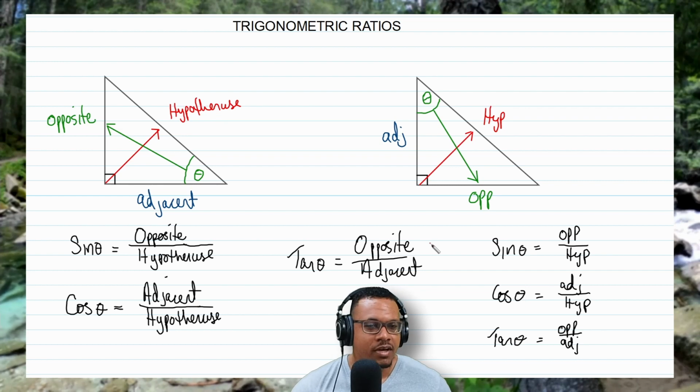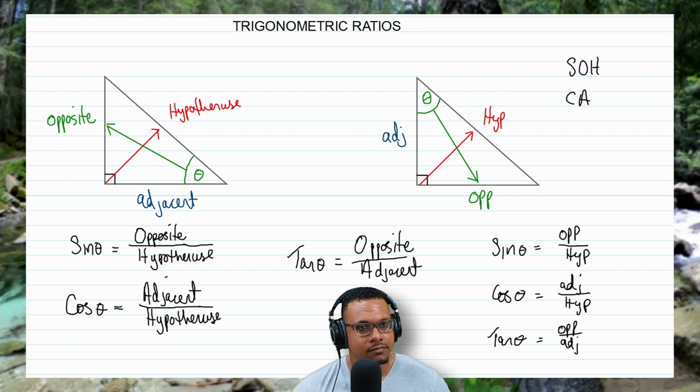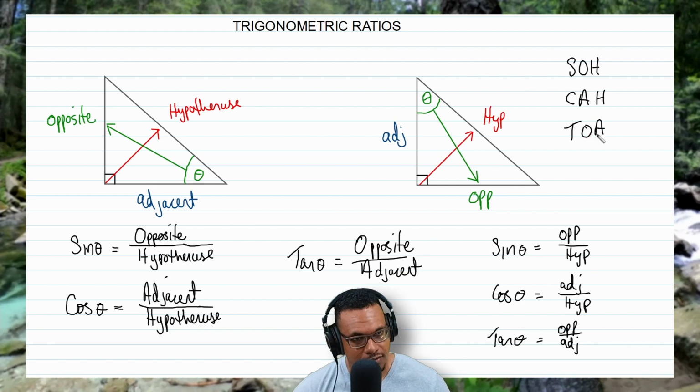Now we have a saying, SOH CAH TOA, which is how we remember these trig ratios. Let's write it out. What this means is sine is opposite over hypotenuse, as you can see here. Cosine is adjacent over hypotenuse, so that's CAH. And T for tan is opposite over adjacent, so tan theta is opposite over adjacent. Anytime you want to remember what your trig ratios are, you just say SOH CAH TOA.